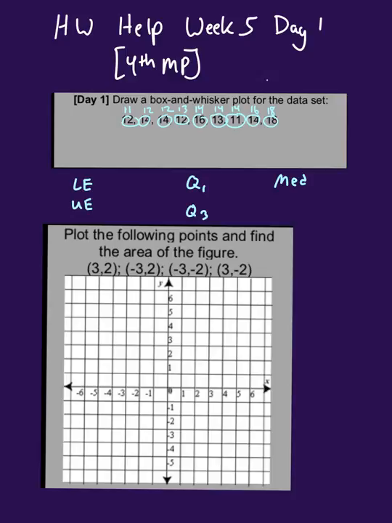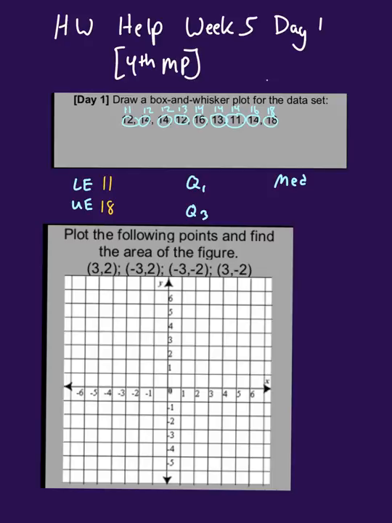So let's get started with the lower and the upper extreme. The lower extreme is the smallest number, and the upper extreme is the biggest number. That's easy enough. For the median, Q1 and Q3, I'm going to start by splitting the data in half. And I notice there's 1, 2, 3, 4, 5, 6, 7, 8, 9 numbers, which is odd. So I'm going to find the middle number and think of 9.